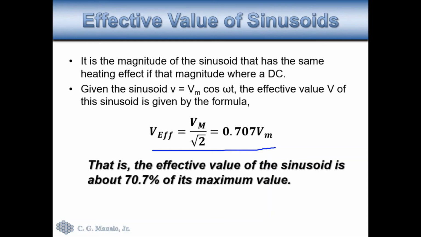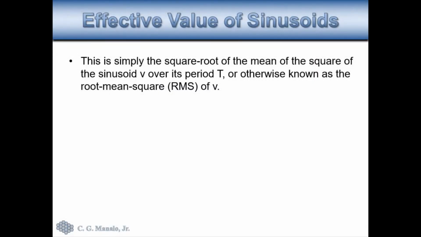So the effective value is just 70.7% of its maximum value. Now, the other name for an effective value of a sinusoid is what we call the root mean square, or RMS for short. Now, it is called that way because, let's say we have a sinusoid V.